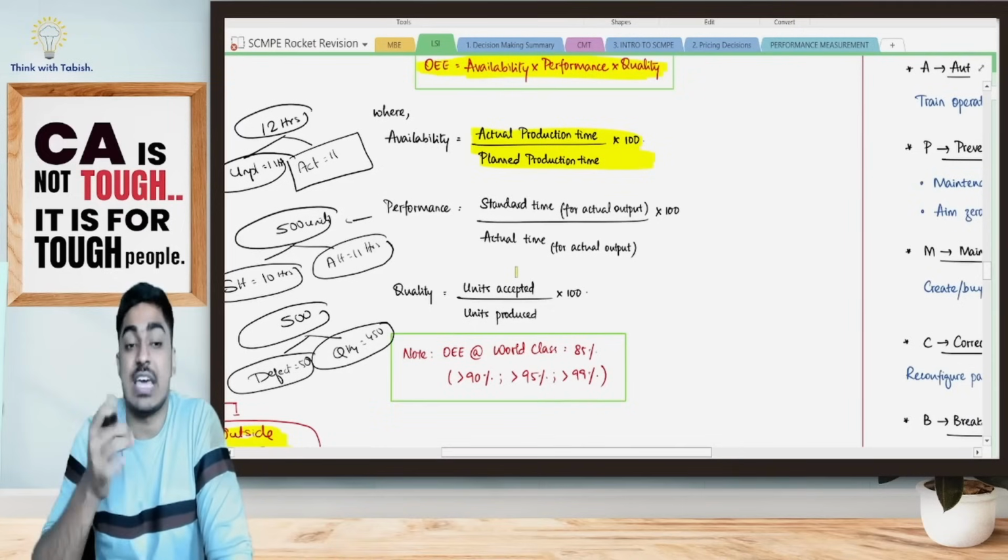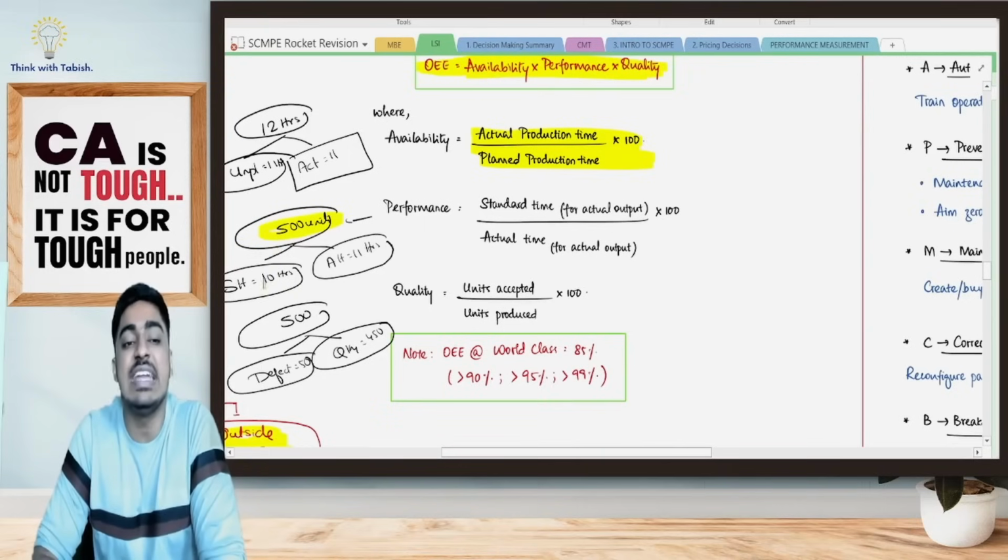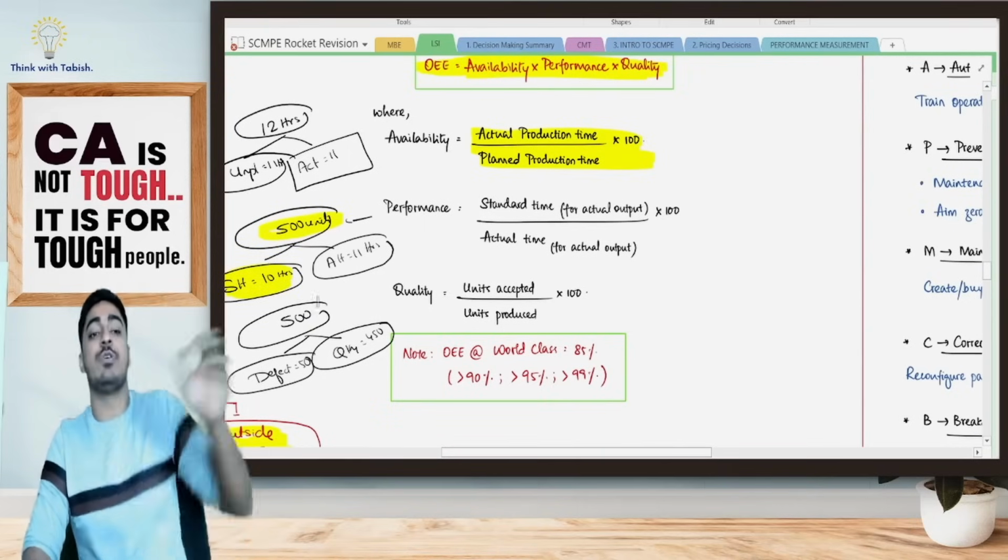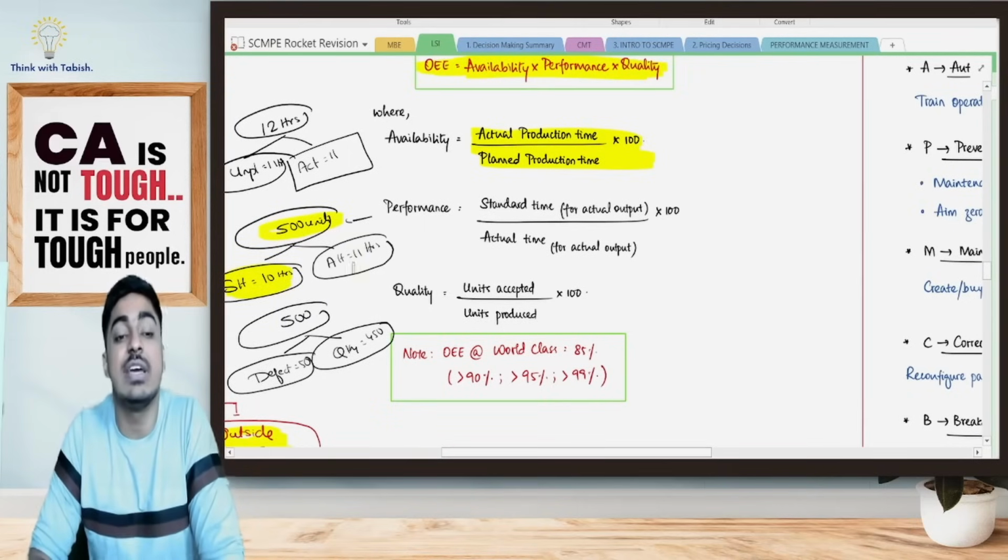In 11 hours, I've actually produced, say for example, 500 units. To produce 500 units, standard time was 10 hours. I should have produced 500 units in 10 hours, but actually I've taken 11 hours.